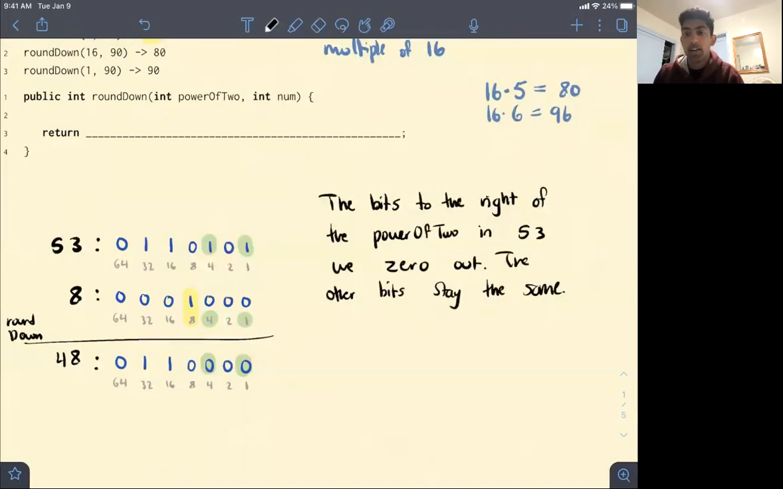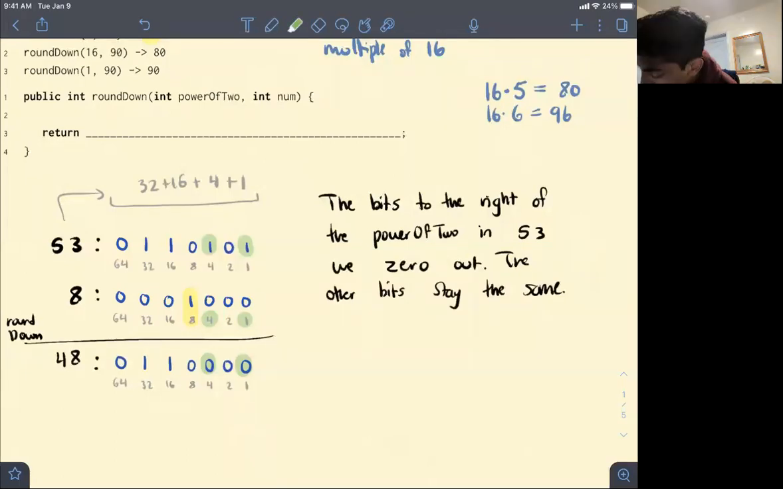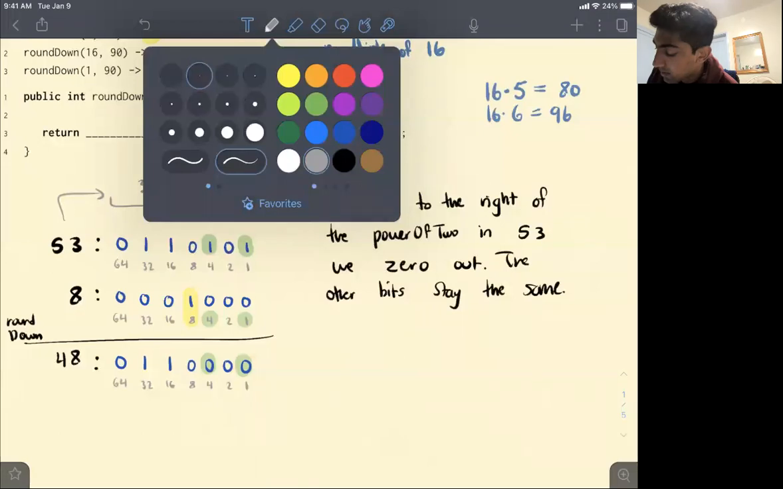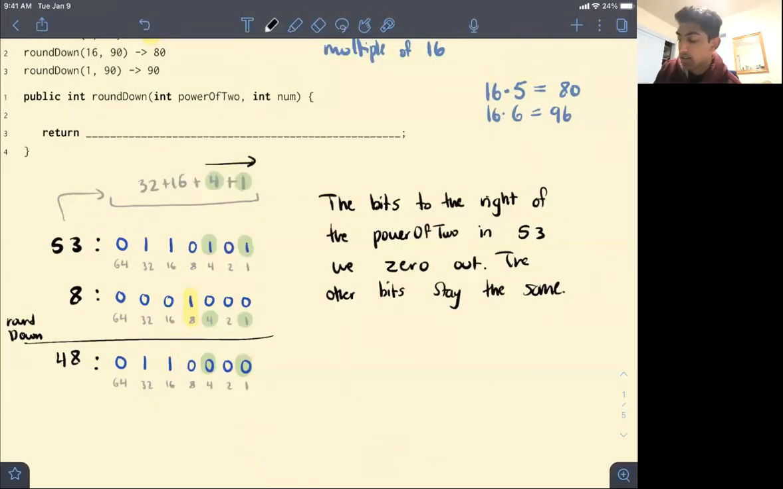So let's dig a bit deeper and see why this is the case, right? So if we're considering 53, you can notice that 53 is equal to 1 plus 4 plus 16 plus 32, right? So if we're considering this sum here, I'm going to rewrite the sum in the opposite order. It's equal to 32 plus 16 plus 4 plus 1. So looking at the sum, notice that these bits here are smaller than 8, right?